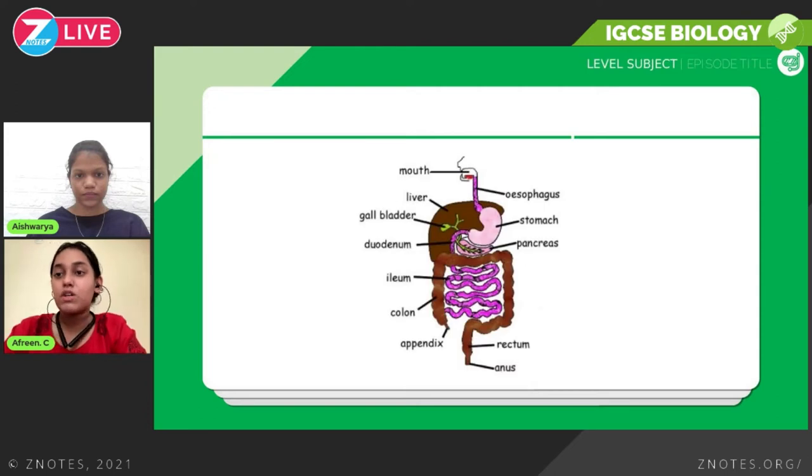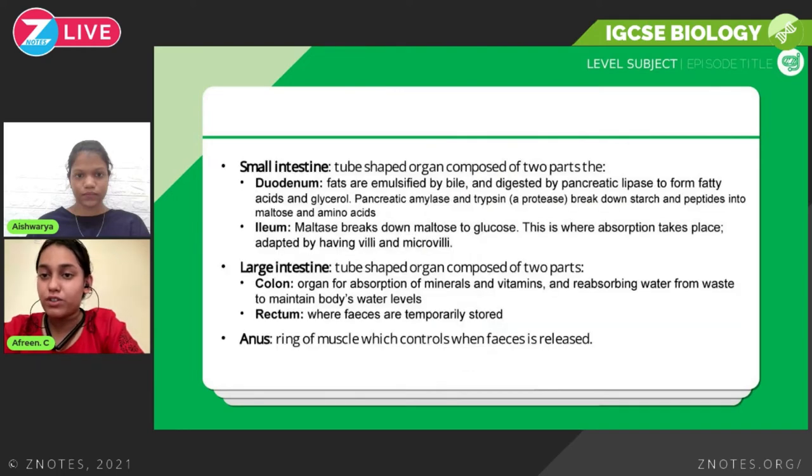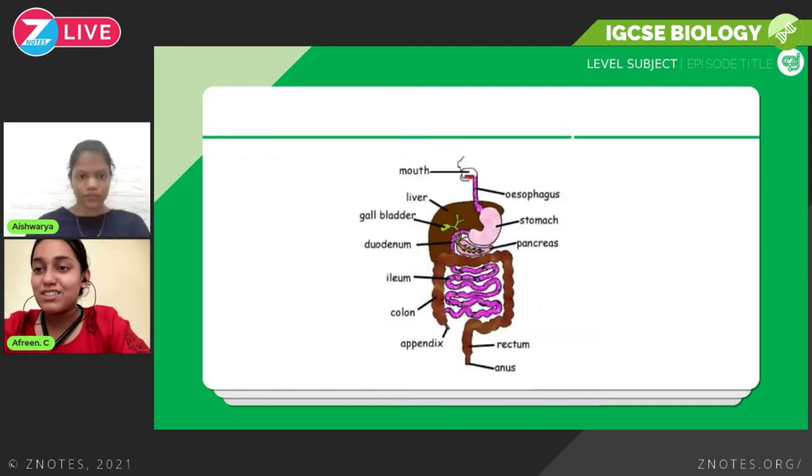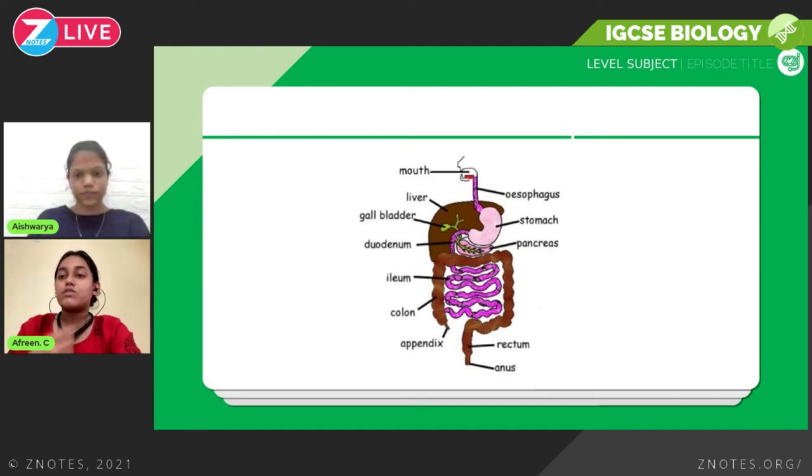Okay, so this is a diagram. We've looked at the mouth. If you start from the top, there's the mouth. We've discussed what it does. It contains teeth for mechanical digestion. It has saliva, which contains amylase to break down carbohydrates. And then next we have the esophagus. This is where peristalsis occurs to push food down from the mouth to the stomach. And then we've discussed the stomach, which contains sphincter muscles that control movement in and out of the stomach. The stomach contains acids to kill bacteria and to provide optimum pH levels for the enzyme pepsin, which breaks down proteins into peptides.